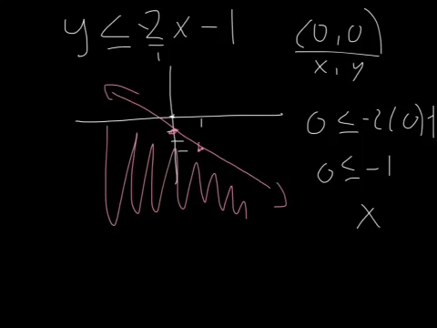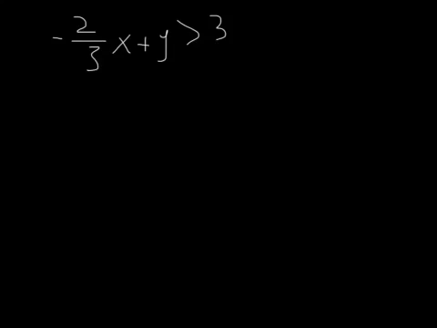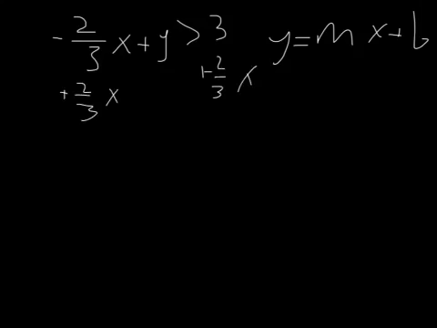So here's my answer. Alright, let's say we didn't have one that was in a nice form that we wanted. It wasn't in y equals mx plus b. So first step, now we're just going to have to put it into y equals mx plus b. We need to solve for y, so let's go ahead and add 2/3 x to both sides. That's going to give us y is greater than 2/3 x plus 3.